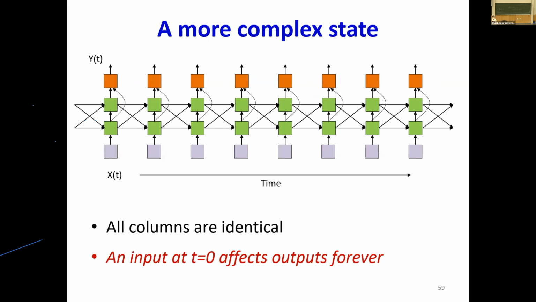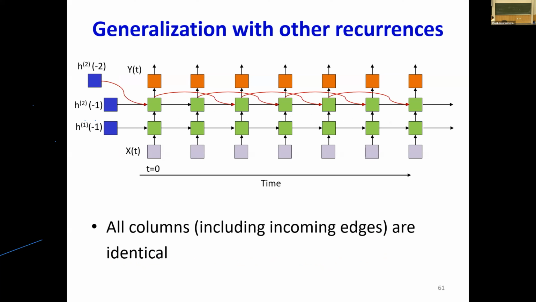Now, I can extend this model. I can say that the hidden state at any time t is dependent not merely on the hidden state at time t minus 1, but also on the hidden state at time t minus 2. In which case I'd have a recurrence of this kind, where at each time, in this specific example, only the second layer of the hidden state is dependent on the second layer of the hidden state at the previous time and the second layer of the hidden state at 2 instants ago.